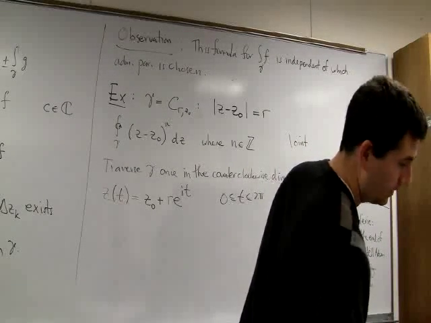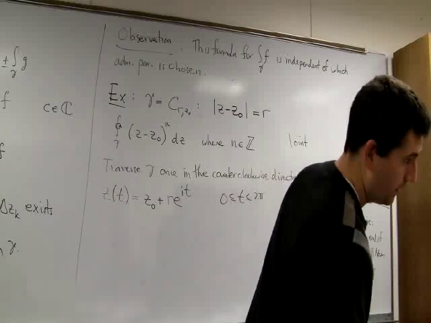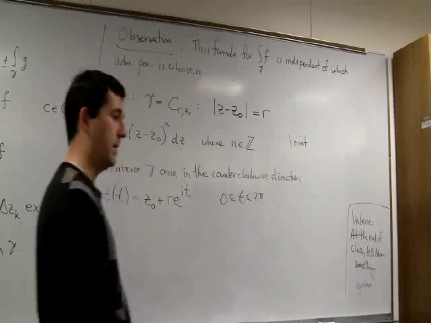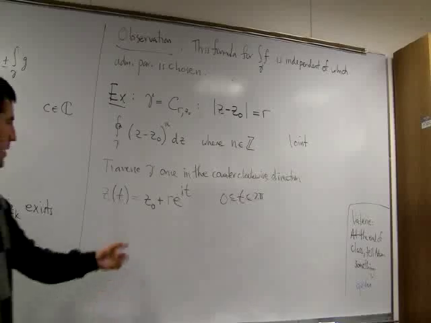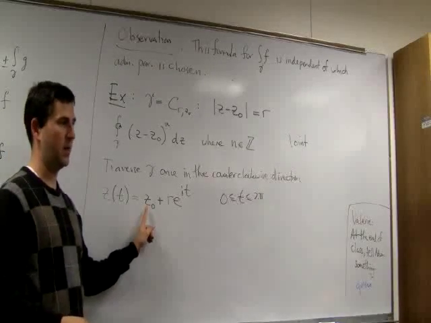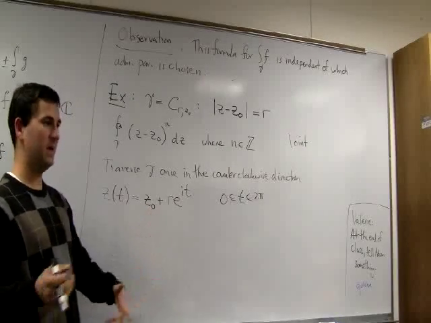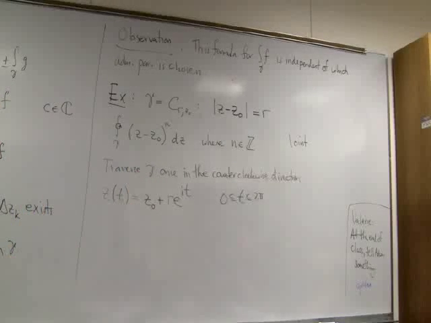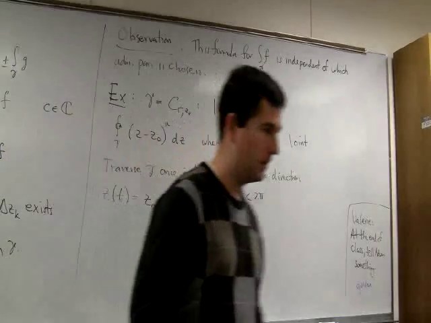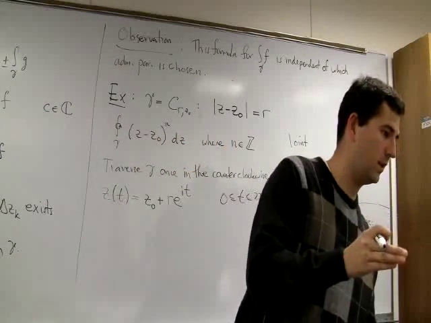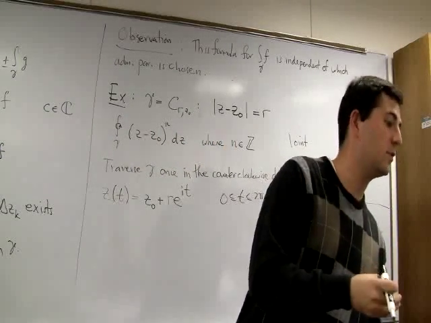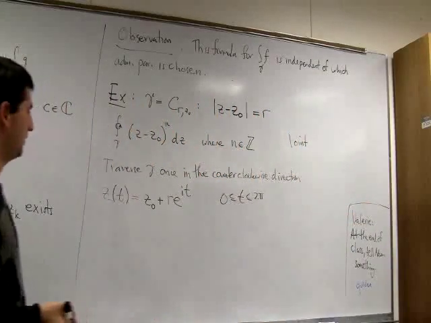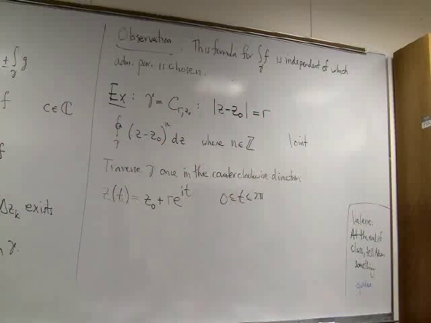Would you add or subtract? You need to add, because what happens if you subtract? You'll end up at negative z naught plus r. So you'd be at the circle centered at negative z naught. Yes, it would shift it. Sorry, I had trouble picturing that for some reason.